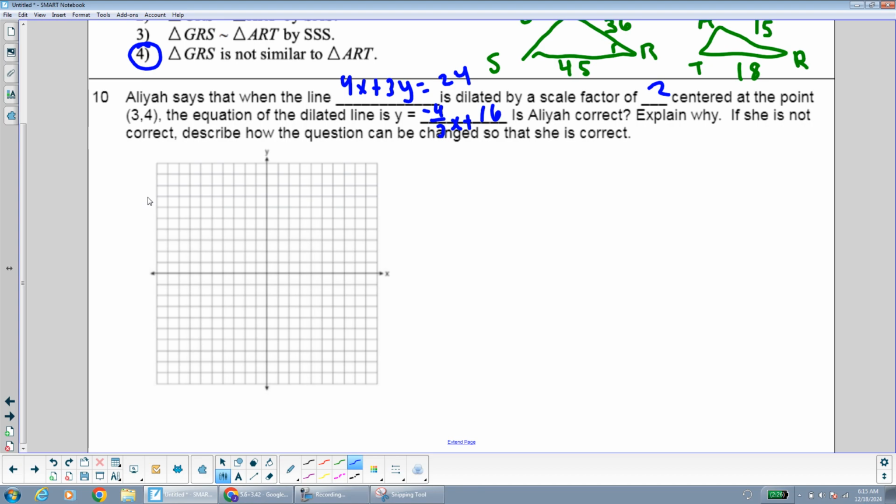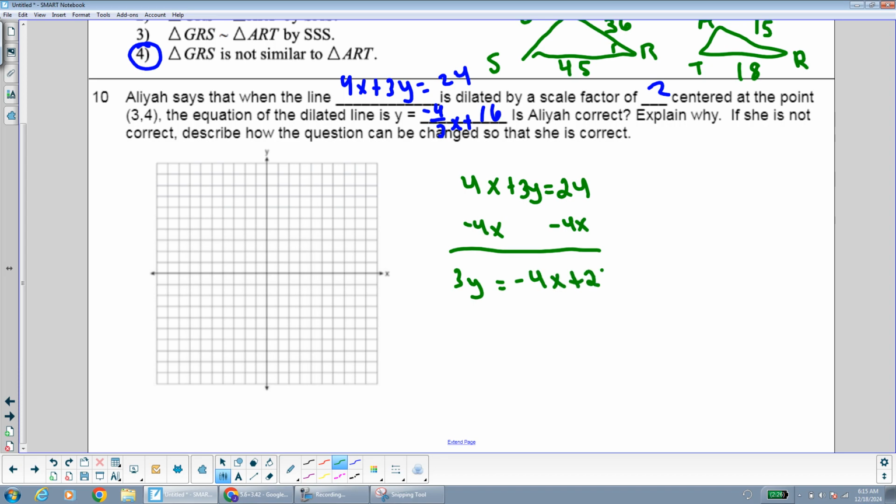Okay. The first thing I have to do here is take the equation that was given and solve it for y. So I'm going to subtract 4x and divide everything by 3. Now I have it solved for y. So I'm going to take a moment and graph. The y-intercept is 8. 1, 2, 3, 4, 5, 6, 7, 8. The slope tells me I'm going to move down 4, right 3.